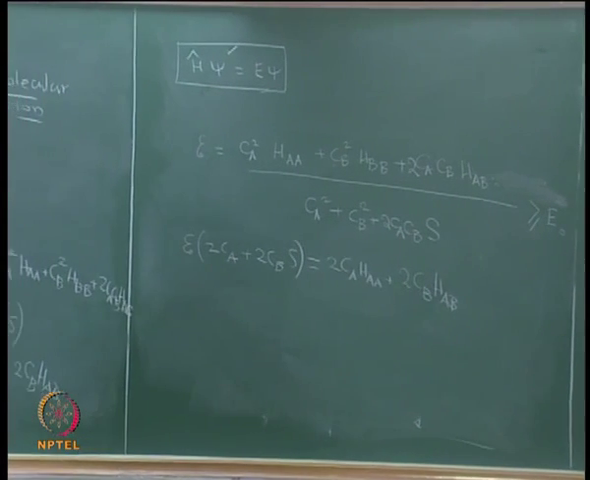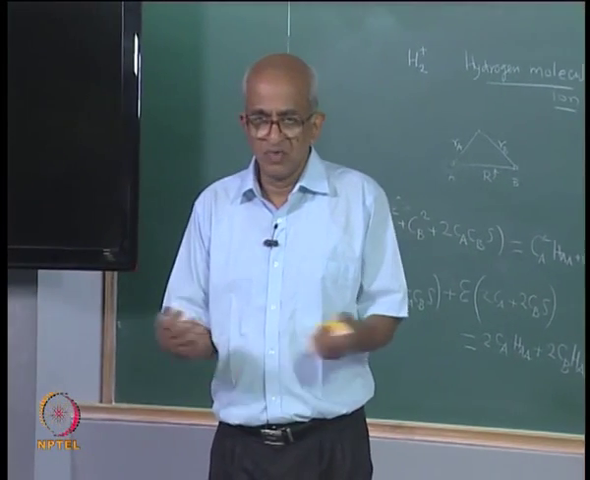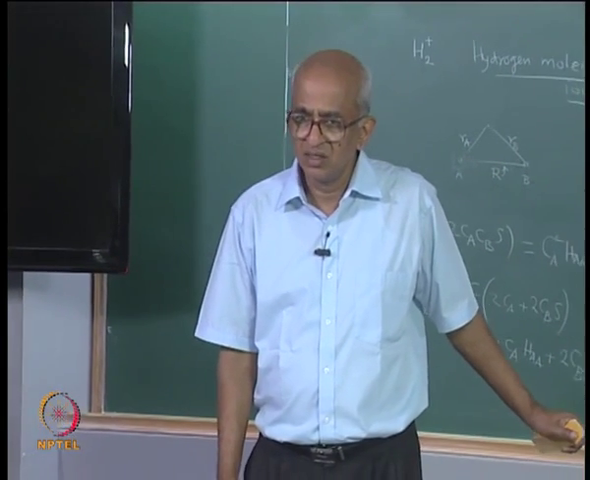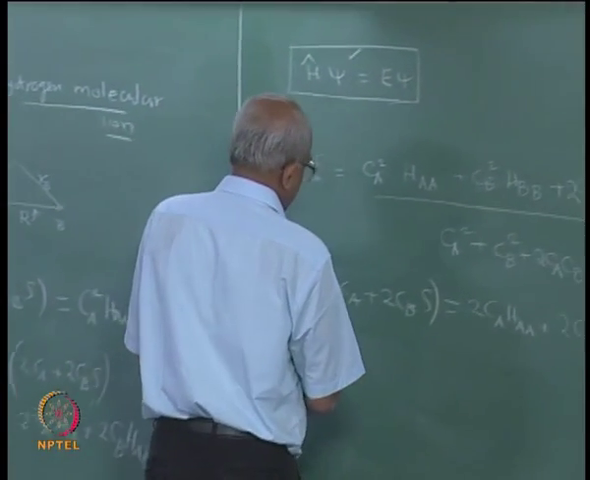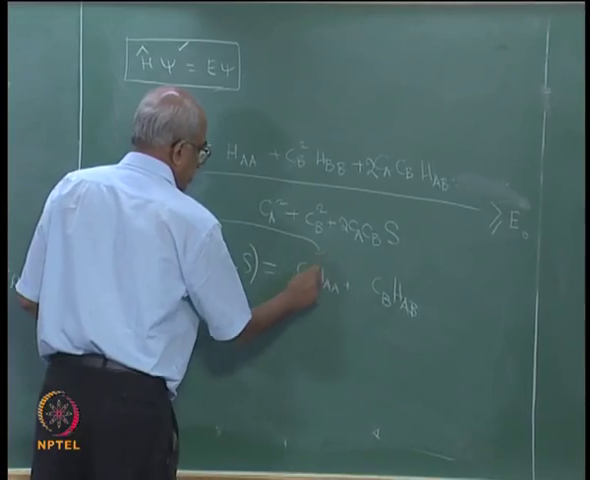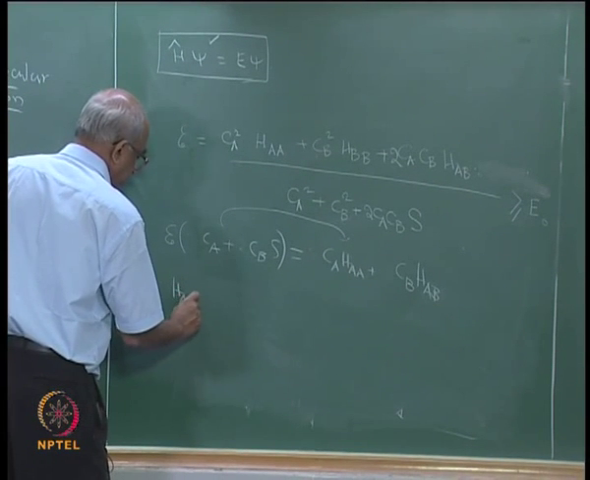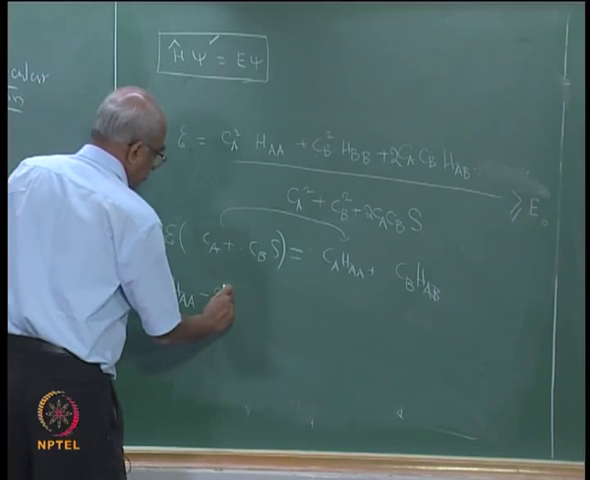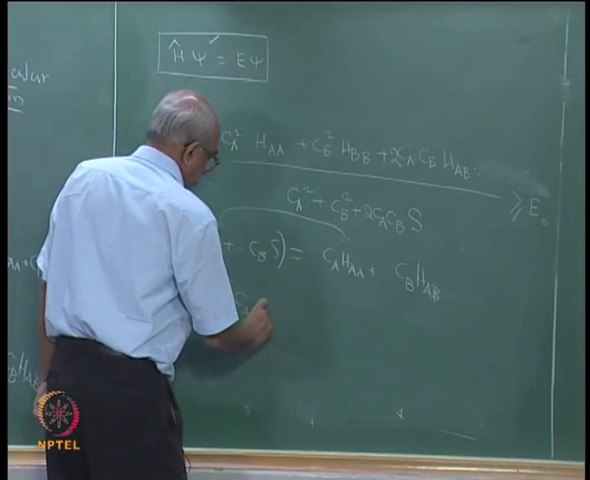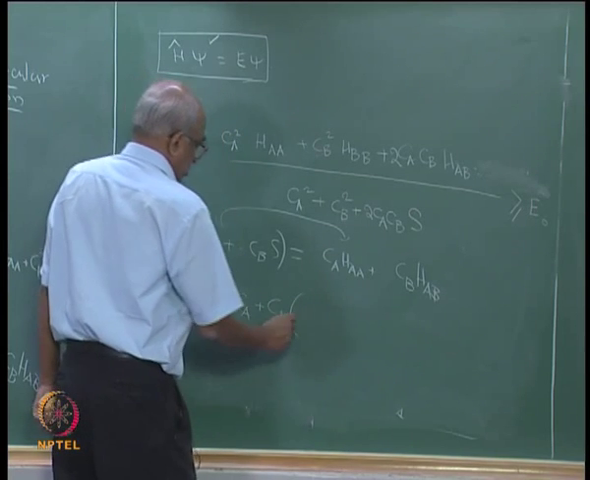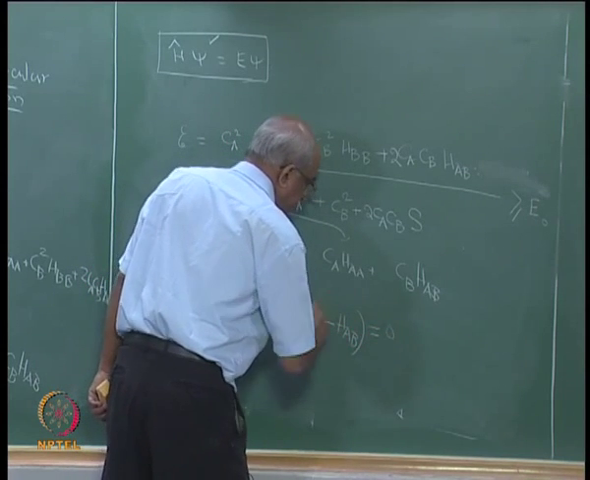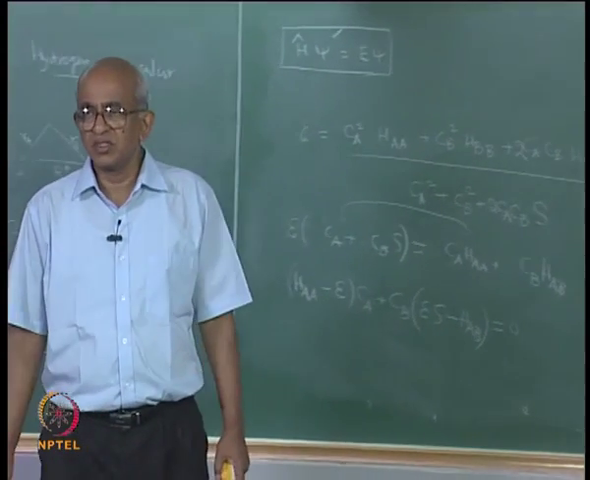So, there is only one equation yet, but I will be getting one more equation, and then you solve both of them, and you are going to get the best possible values of Ca and Cb. But when you think about this, 2 is common throughout, so let me cancel that, and not only that, let us take this term to the other side. So, what you will get is Haa minus script E into Ca. That will be the first term which depends upon Ca, because I have taken this to the other side, plus Cb times script E into S minus Hab must be equal to 0, correct. This is the equation that you will get.